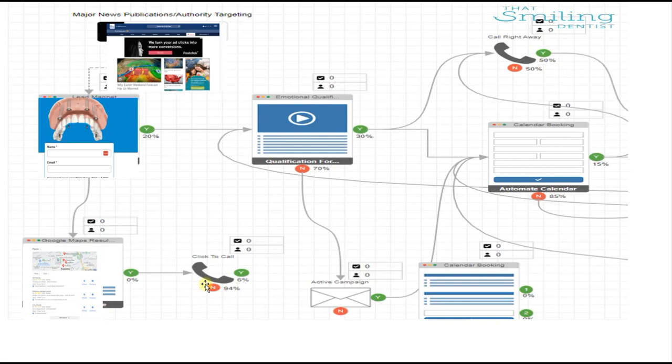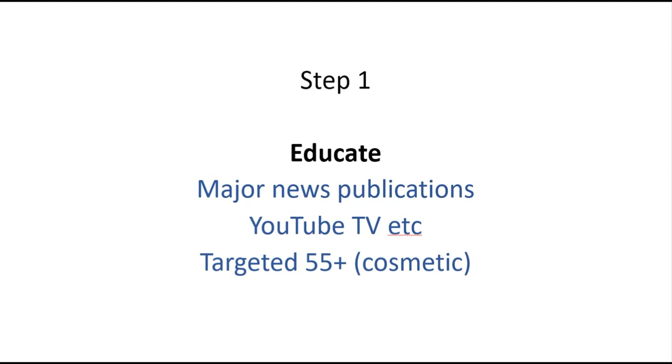All right. A lot of times it's these components that comprise the initial steps in patient outreach and where that form came from. That form is here at this step. Okay. So step one, we educate. We use major news publications, major authority publications across the display network. YouTube TV is extremely effective.